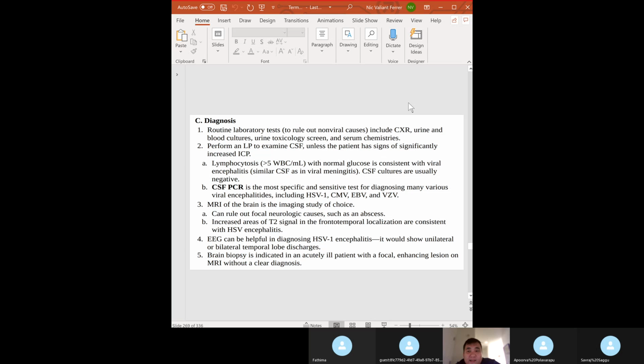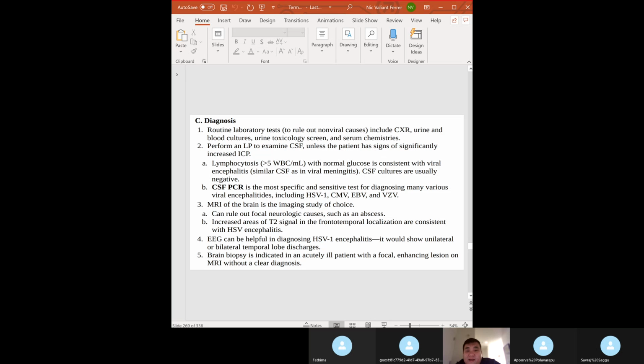Check laboratory testing. Perform LP to examine the CSF. So lymphocytosis with normal glucose is consistent with viral encephalitis. That's high yield. The most specific and sensitive test for diagnosing viral encephalitis is CSF PCR. You need to get the cerebrospinal fluid and put it in a polymerase chain reaction.